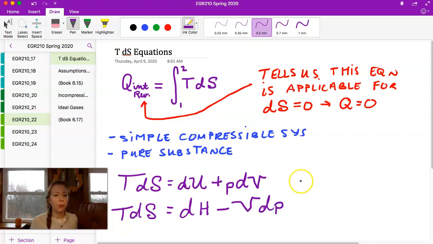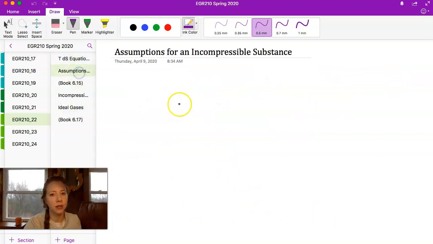So why do we care? Well, recognizing these relations here will help us solve some problems if we do not readily have entropy data available. So now let's move on and look at some assumptions for an incompressible substance.